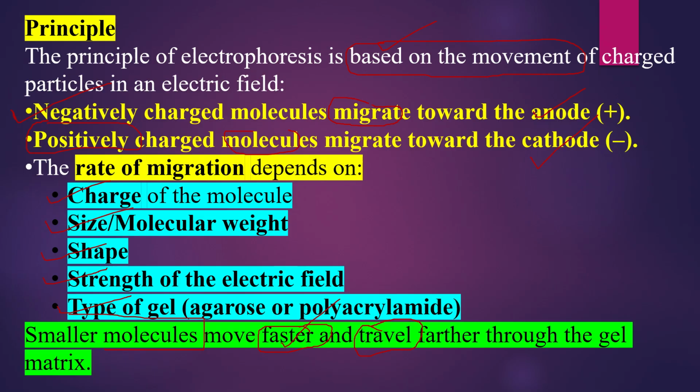the smaller the molecule, faster it is going to move, and the molecule which is larger in size, having a large molecular mass, will travel slowly. Okay, so smaller will move faster and farther, whereas the molecule which is large size, it will move slower and will cover less distance, okay, as compared to the small size molecule.